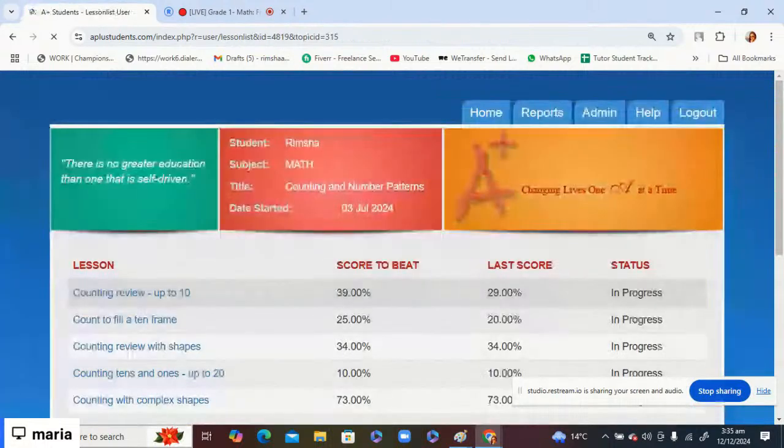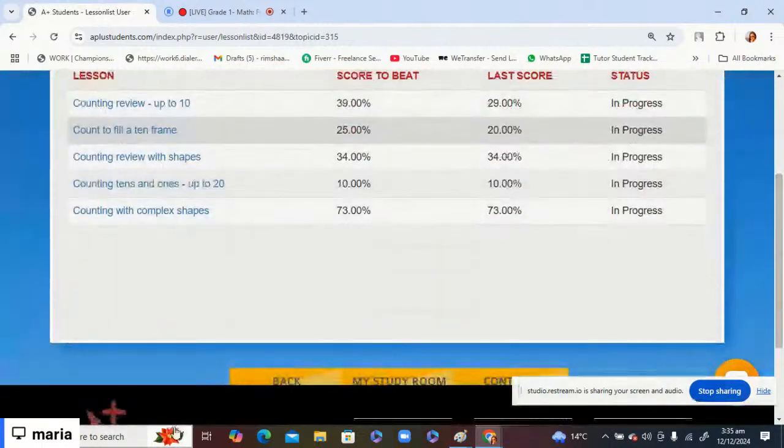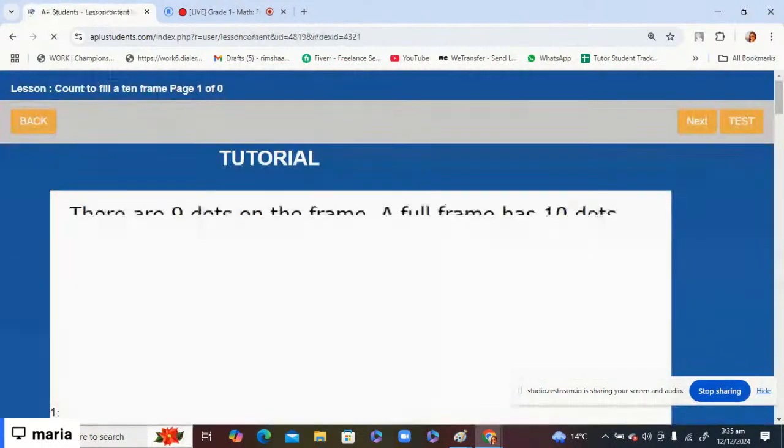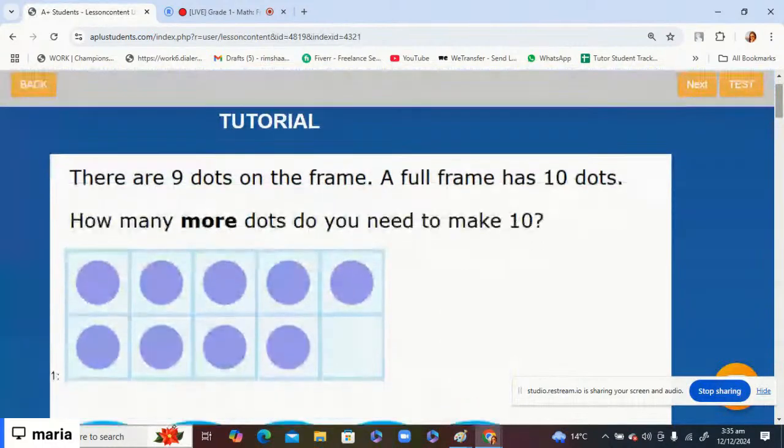So solve the rest of these test questions by yourself. Count to fill a 10 frame. In the first question, they are saying that there are 9 dots on the frame. How many dots? Let's count. It's 1, 2, 3, 4, 5, 6, 7, 8, 9. So there are 9 dots in the frame.